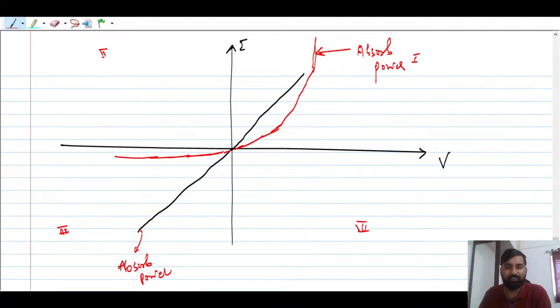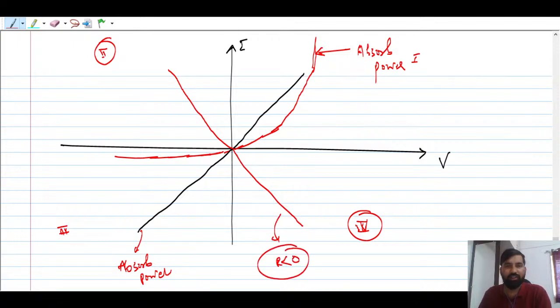And suppose the situation is like this. Suppose the IV curve is like this. This curve belongs to the second quadrant and the fourth quadrant. Here the resistance is basically negative. In the earlier case the resistance is positive, and your power is also positive.